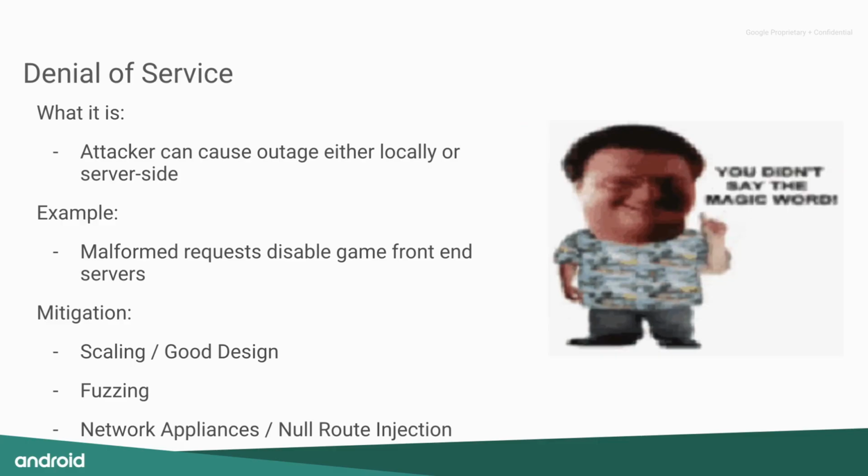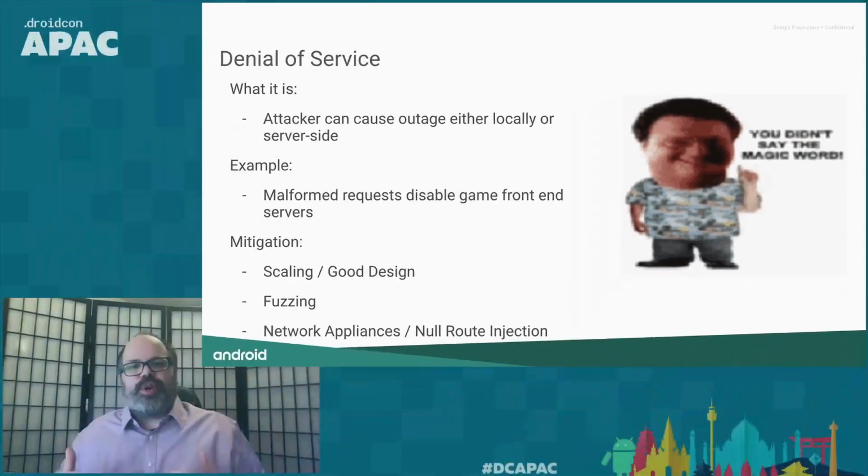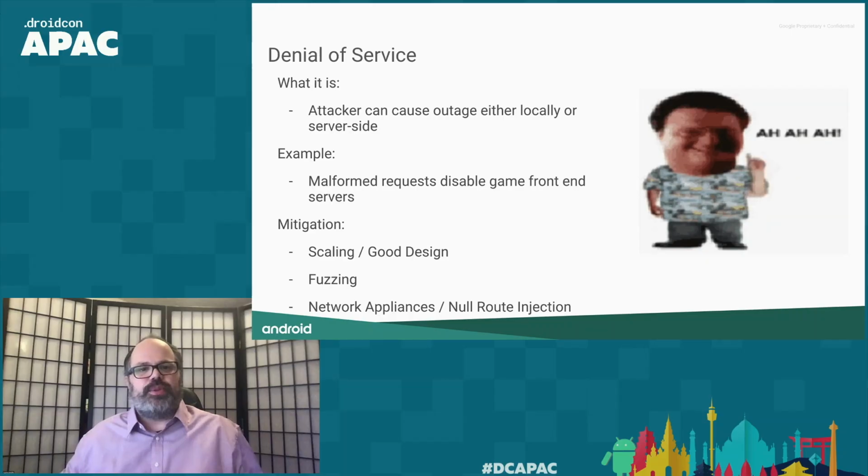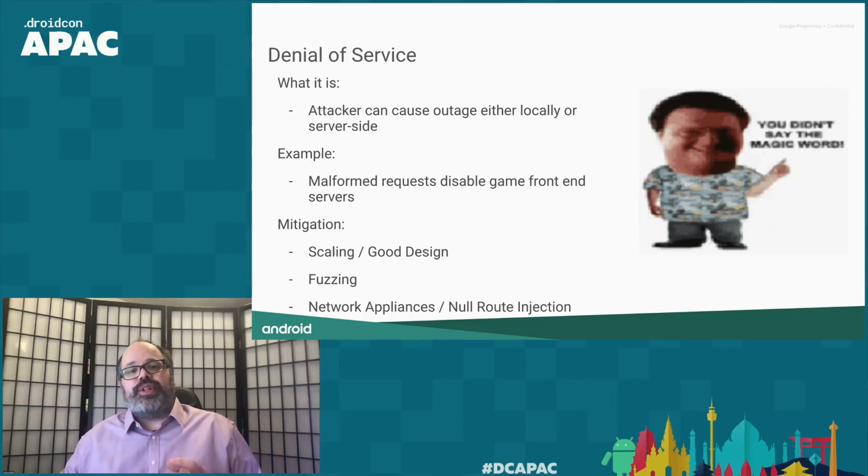A DOS is when an attacker can cause either local or server-side outages in some way. An example of this might be a malformed request to our front-end game servers that takes them offline. This is a really hard one to try to find and mitigate, but generally speaking, the guidelines here are a good design which is globally scalable. Fuzzing is also a really cool technique that's very important in this area.